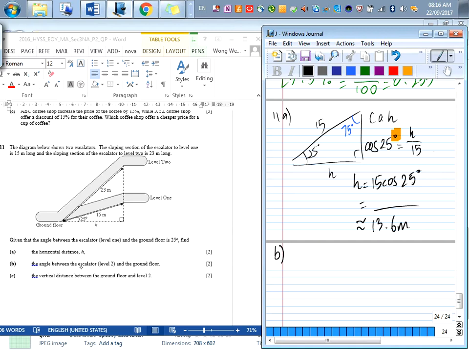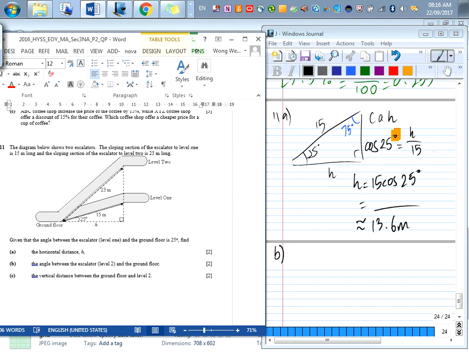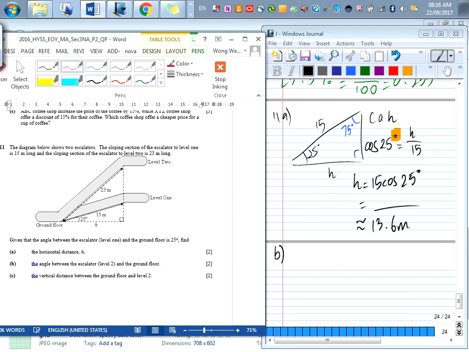Part B, the angle between the level 2 and the ground floor. So meaning this angle over here. We want to find this angle. We already have the value for h. This was found to be 13.595 with 5 SF. In my working, I want to use as many SF as I can so that my final answer will be as accurate as possible. You can put even more if you want to, but generally 5 SF is good enough.